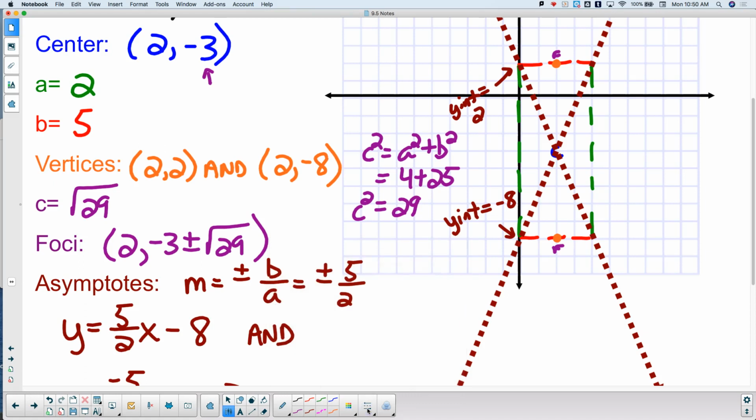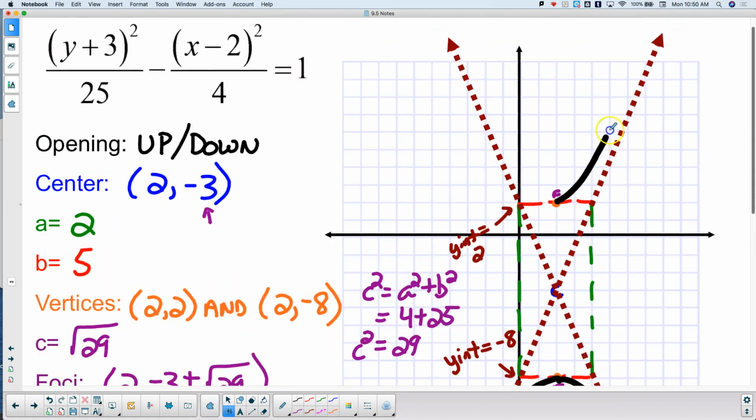Okay. So, starts at a vertex, hugs an asymptote. Starts at a vertex, hugs an asymptote. Done.